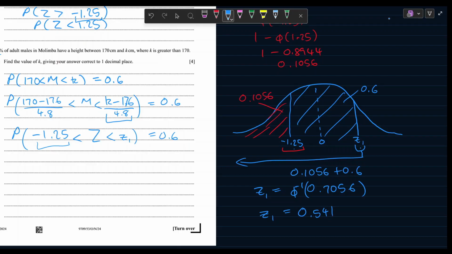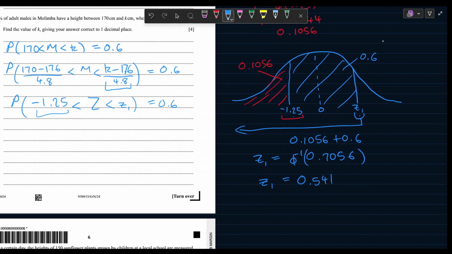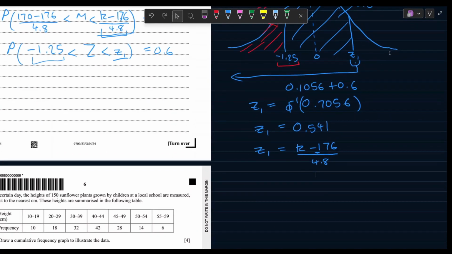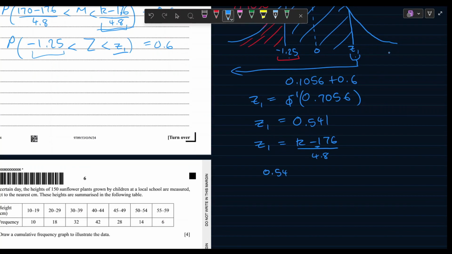0.541. All right. Now I want you to remember that Z1 was simply a placeholder for K minus 176 over 4.8. So in other words, what we're saying is that Z1 is equal to K minus 176 over 4.8. Okay. So this means that 0.541 is equal to K minus 176 over 4.8. So multiply both sides by 4.8. So that's 0.541 times 4.8. This gives us 2.5968 is equal to K minus 176.